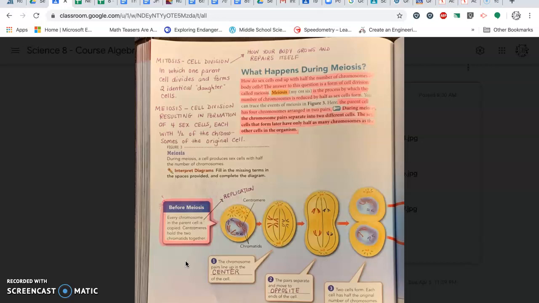Those daughter cells are identical to each other, and they're also identical to the parent cell. So that's the third question for your Google form. In mitosis, when a parent cell divides, it creates 2 daughter cells. They are identical to each other, and they are identical to the parent cell.